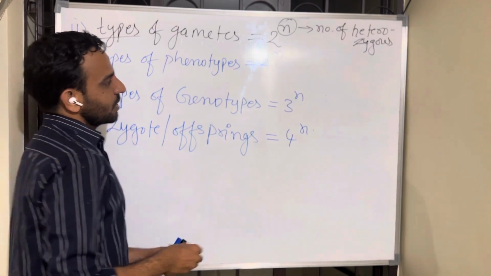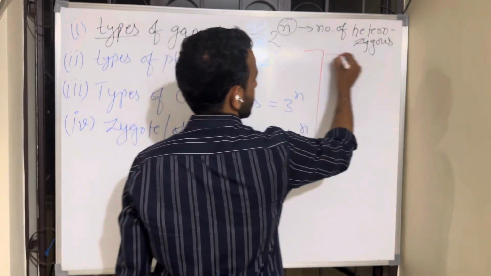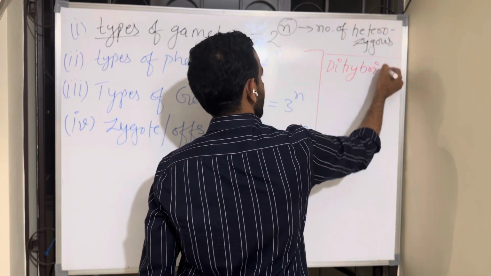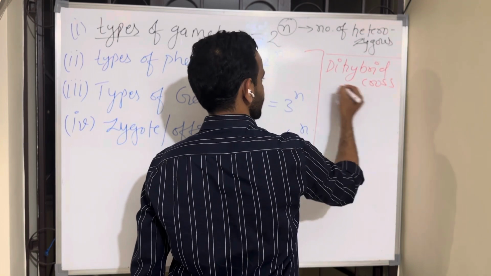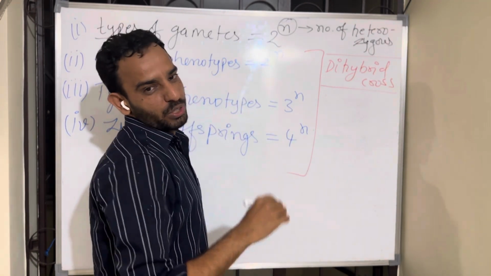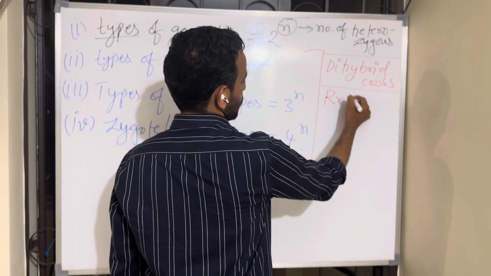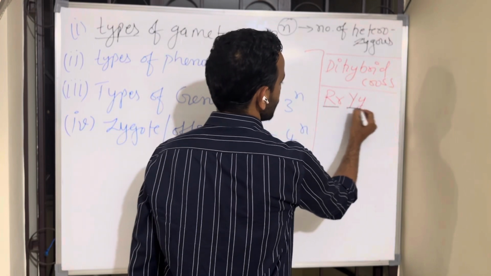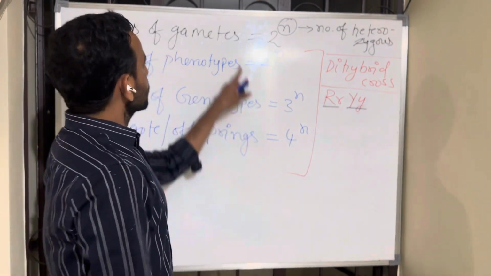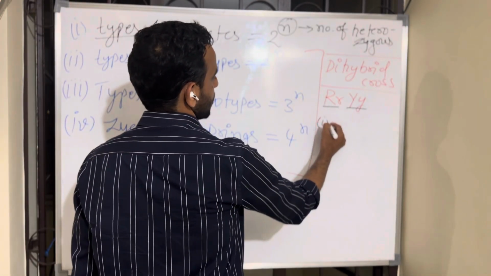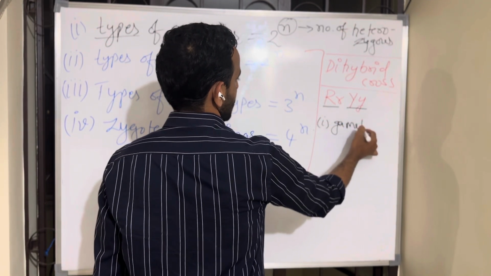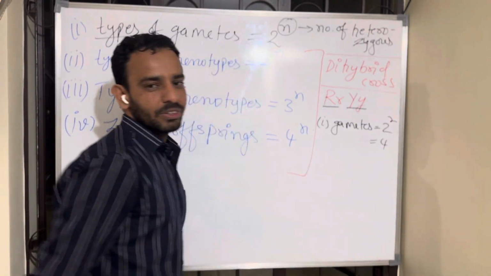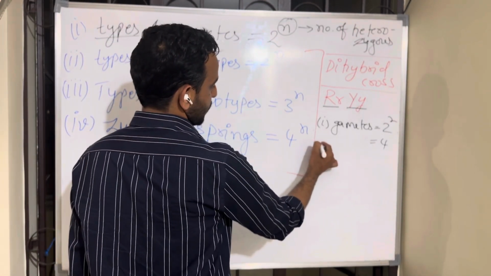Let us verify all this for dihybrid cross. So what is dihybrid cross? 2 heterozygous. So if we take capital R, small r, capital Y, small y, right? So how many heterozygous are there here? 2 heterozygous. So what will be the types of gametes? First one, types of gametes will be 2 to the power 2. That means how many types? 4.